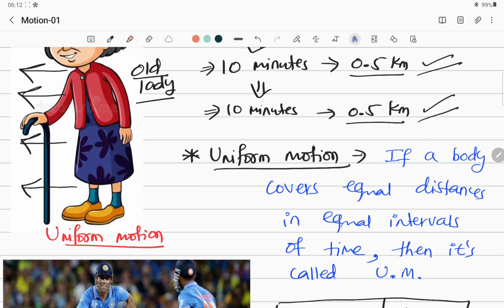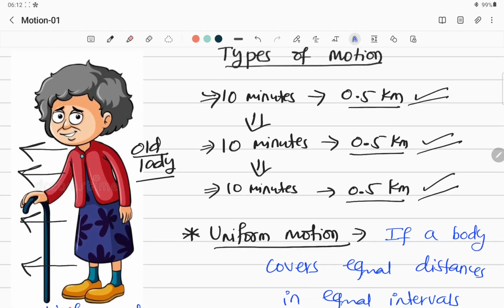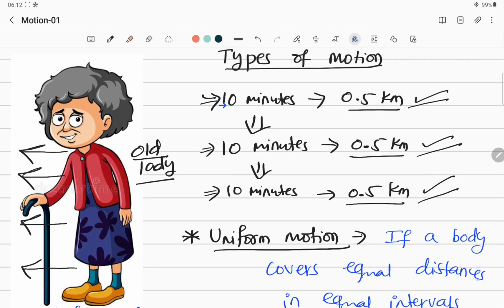All right, now this old lady is in uniform motion according to the situation whatever I have explained. In starting 0 to 10 minutes she traveled 0.5 kilometer, then again 10 to 20, means again 10 minutes only, again 0.5 kilometer, then 20 to 30 means again 10 minutes only, 0.5 kilometer. That's why she is said to be in uniform motion.